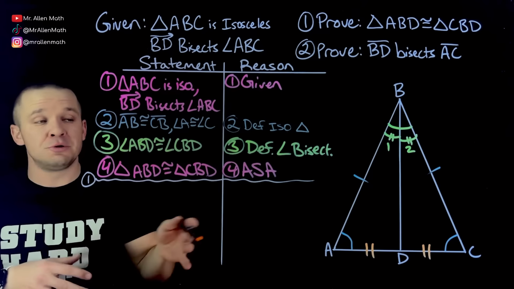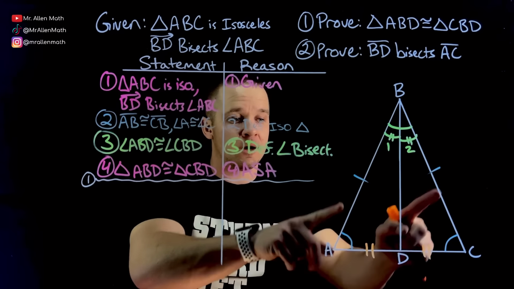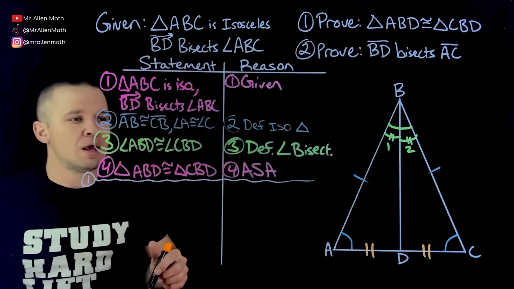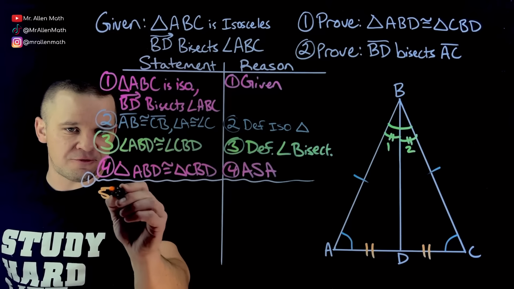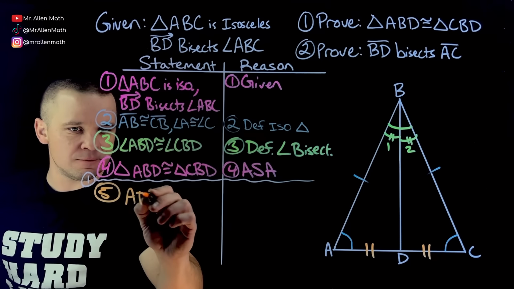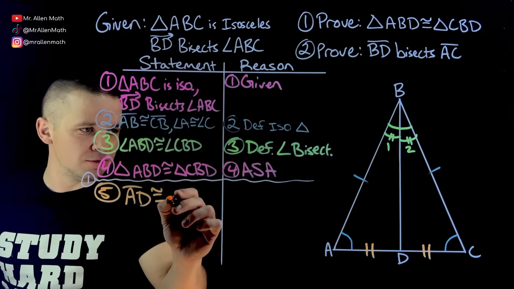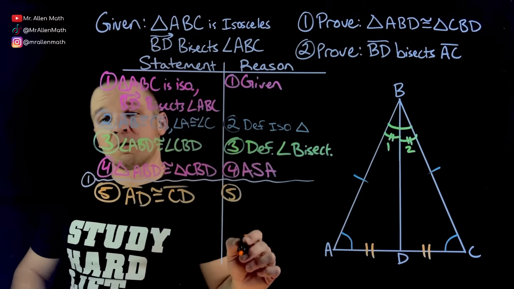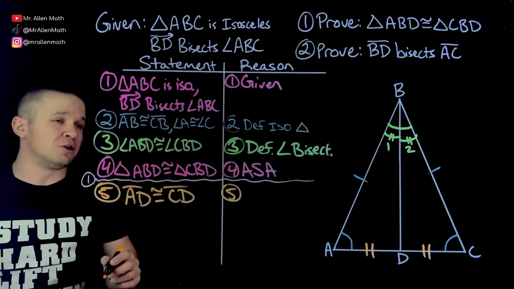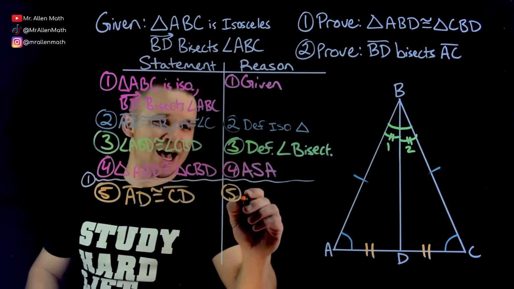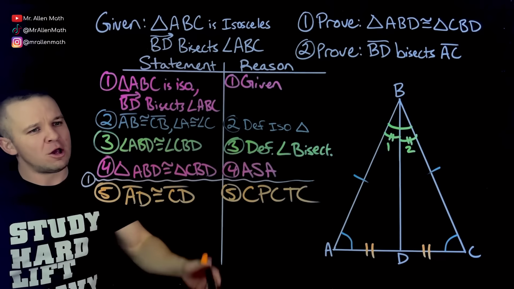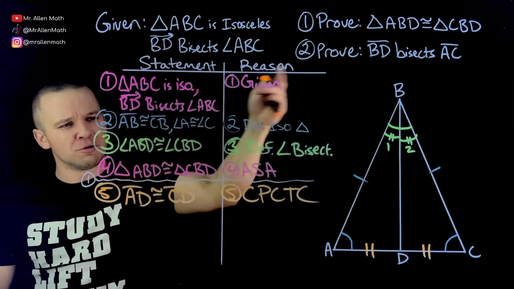Now I've got to use 2 tick marks for those two, because I already used 1 tick mark. That's why I have different angle markings here and here. Cool. I can say that in step 5, AD is congruent to CD, and my reason is corresponding parts of congruent triangles are congruent. CPCTC. So I'm talking about corresponding parts of congruent triangles are congruent.